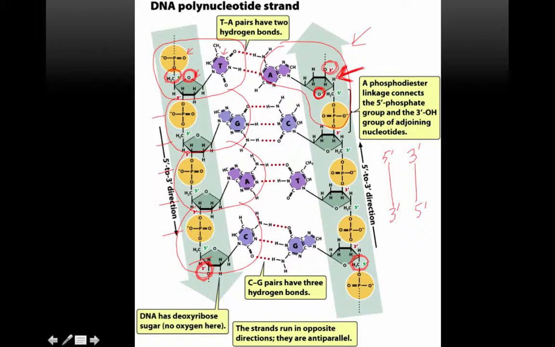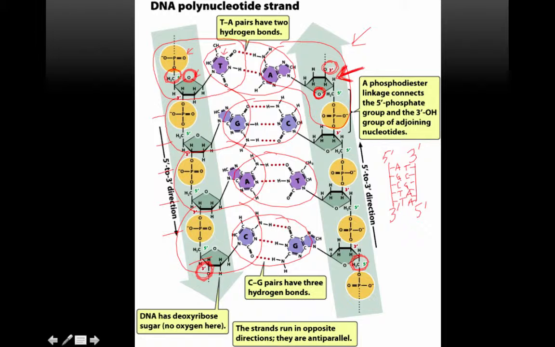Also notice in this picture that we have three hydrogen bonds between every guanine and cytosine, and two hydrogen bonds between every adenine and thymine. And you can see the base pairing rules. When one strand has a thymine, the complementary strand always has an adenine. When one strand has a guanine, the complementary always has a cytosine. So if you know the sequence of one DNA strand, you automatically know the sequence of its complementary strand because of these base pairing rules that we were learning about. And it's the bases that store information.